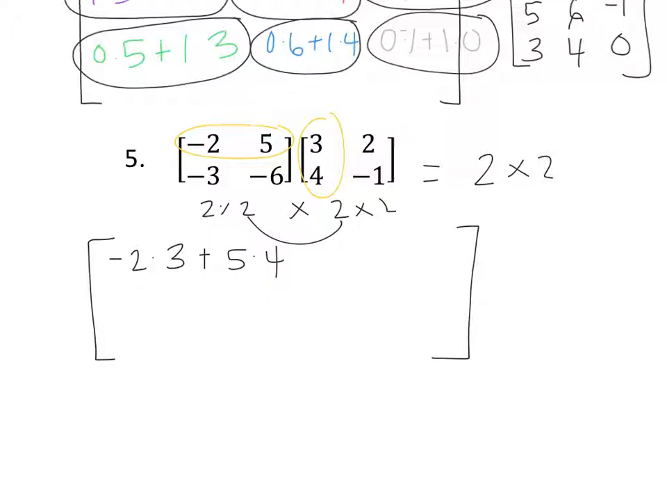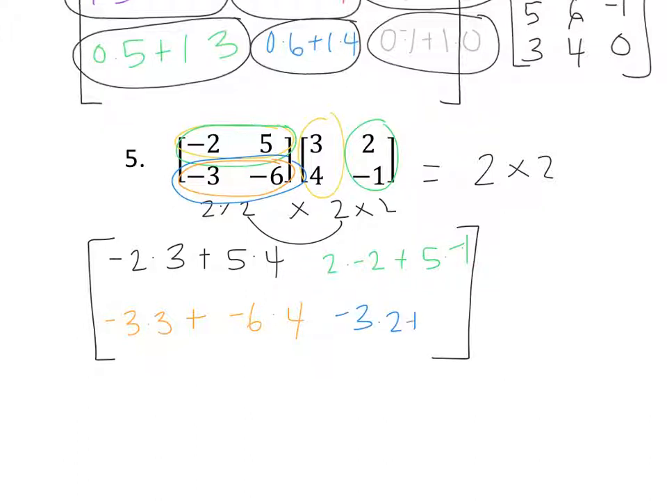Second spot is going to be the first row, second column. So 2 times negative 2 plus 5 times negative 1. Third spot, negative 3 times 3 plus negative 6 times 4. And the last spot, negative 3 times 2 plus negative 6 times negative 1.